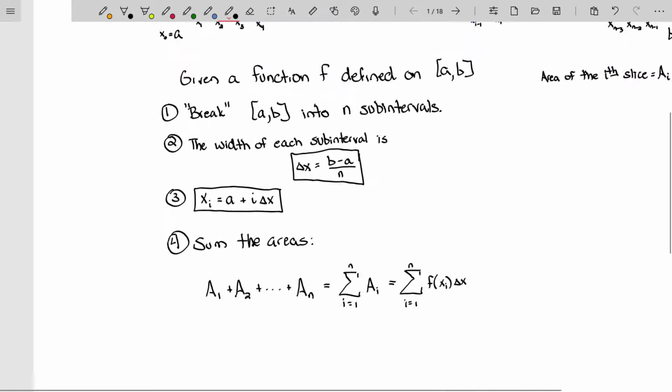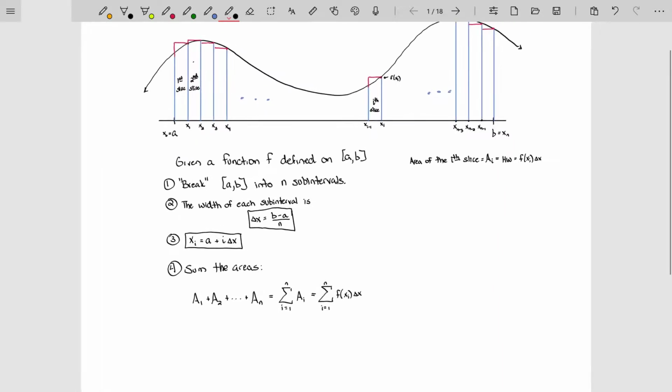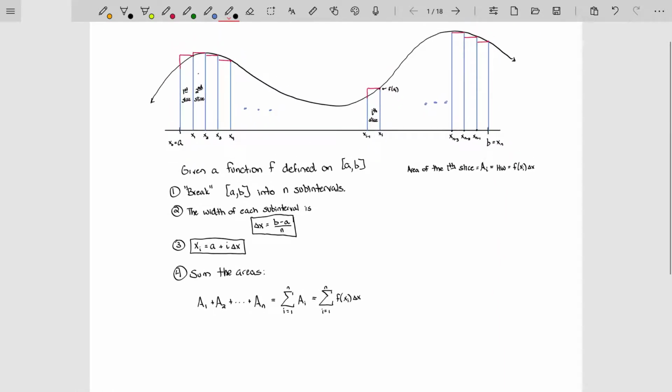So let's take a look at everything here. We have a function that's defined on a closed interval. We break that interval into n groups. Each group has a width of delta x, which is b minus a over n. We label all the x values so that x sub i is just a plus i delta x.